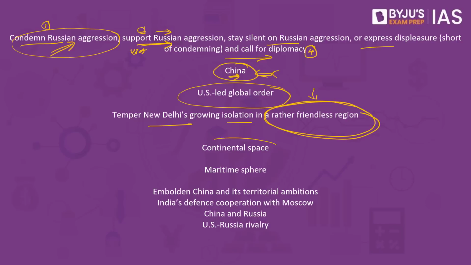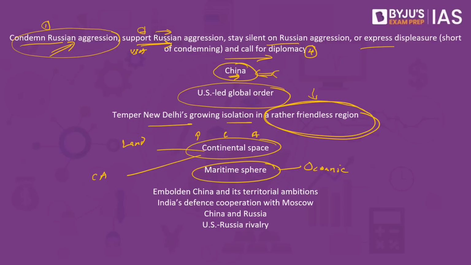Further, we have something called the continental space and the maritime sphere. What is the continental space? The continental space is more to do with the land boundaries, and the maritime sphere is more to do with the oceanic boundaries. When it comes to the continental space, we have issues that surface from Pakistan, from China, and also from Afghanistan. And for India, we need connectivity to Central Asia as well. There are other organizations like the SCO. In all these places, one of the friends of India happens to be Russia. So in order to gain complete control on the continental space on the land front, we require cooperation from Russia. That is why India did not vote against Russia.